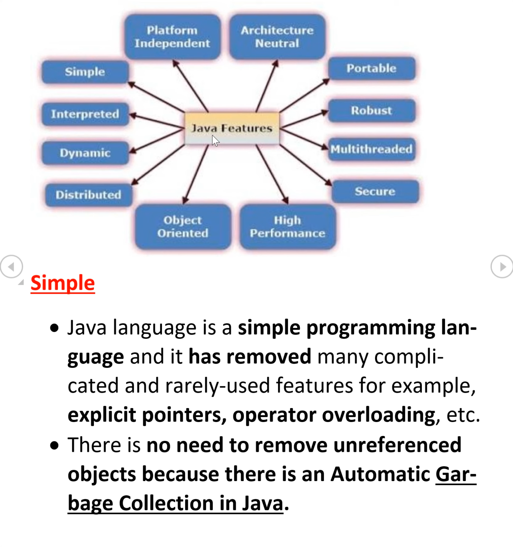Okay, so why is Java simple? Because the Java language is simpler than any other language. In C and C++ we have pointers and operator overloading in C++, and those things have been removed from Java. There is also no need to dereference objects if we are not using them for a long time. In Java we have a garbage collector that will delete them automatically from the application.